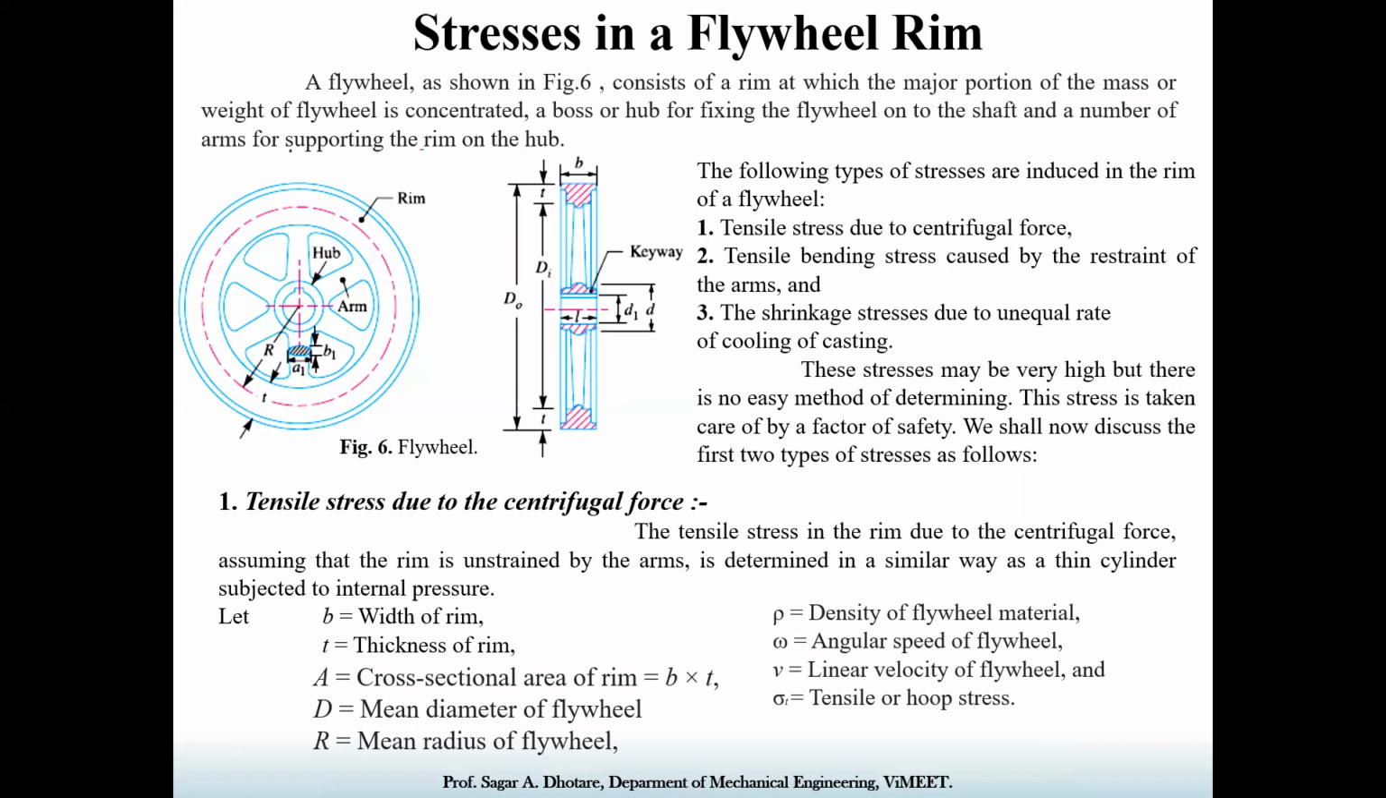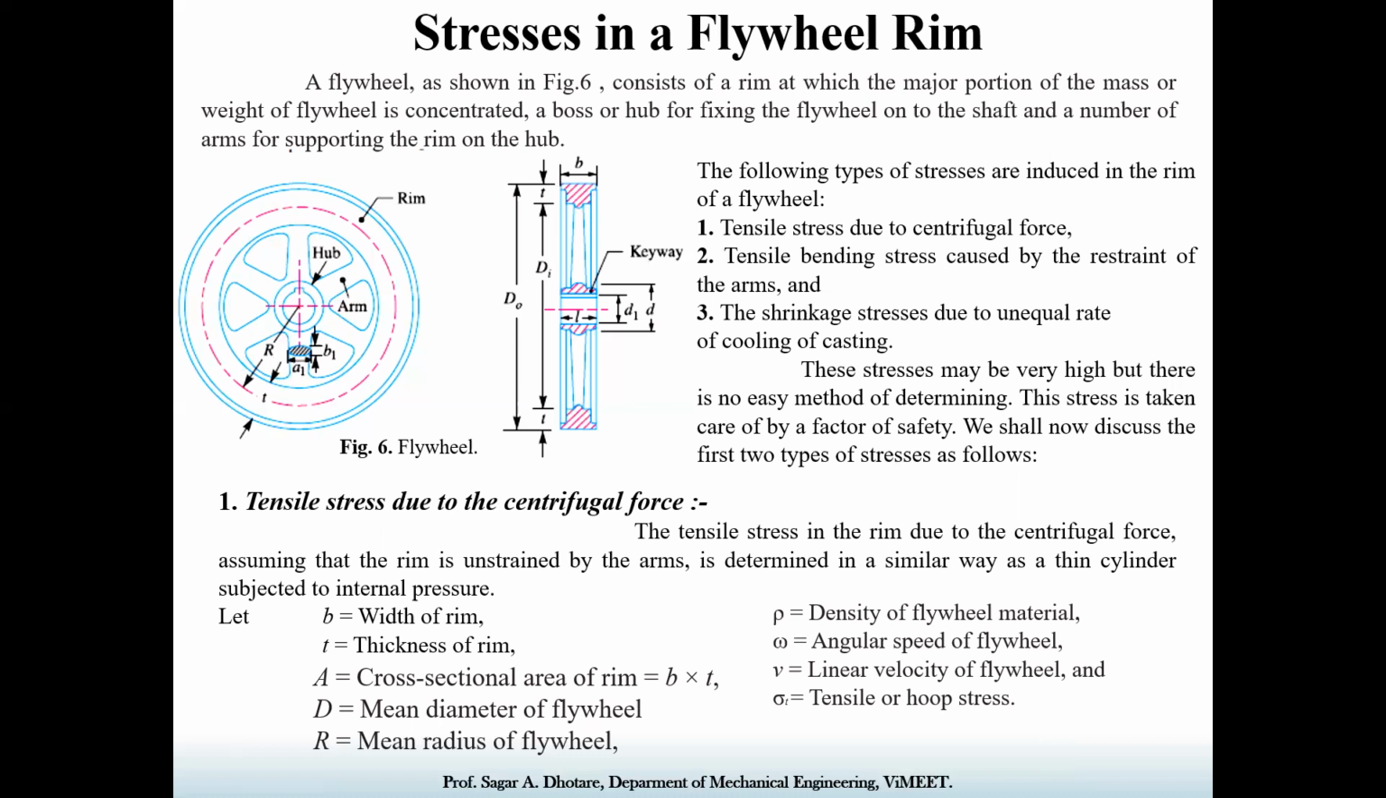Now we have to find out the two types of stresses which need to be considered. Shrinkage stress we can avoid, if we apply a suitable cooling process, then we can eliminate this stress. So the major stresses are tensile stress due to the centrifugal force and the tensile bending stress caused due to the resistance of the arm. Okay, so let's see how we can calculate.